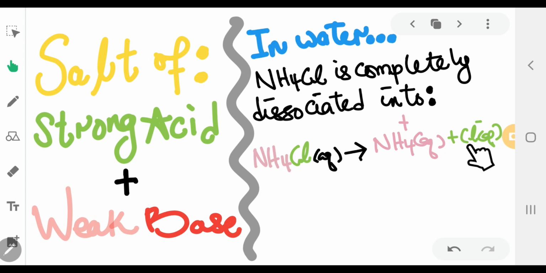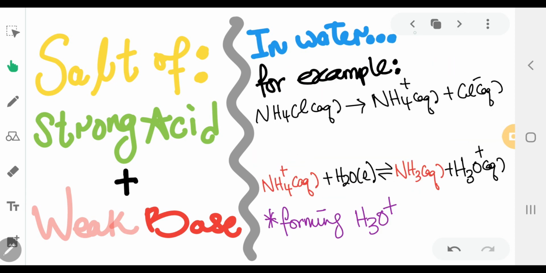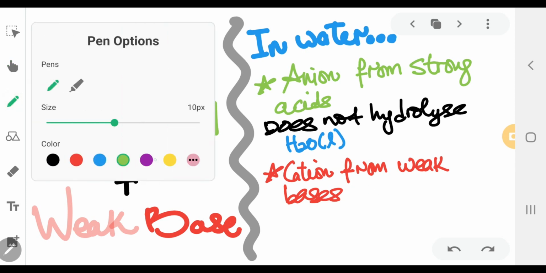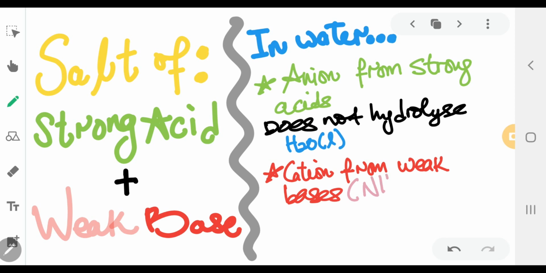Therefore, you can guess that the Cl minus will not hydrolyze the water. But since NH4 plus comes predominantly from the weak base, it will undergo some hydrolysis. The anion from strong acids will not have any kind of hydrolysis with water, so it will stay like that. But the cation from weak bases, in this case NH4 plus, will react with the H2O. NH4 plus will donate a proton to H2O.